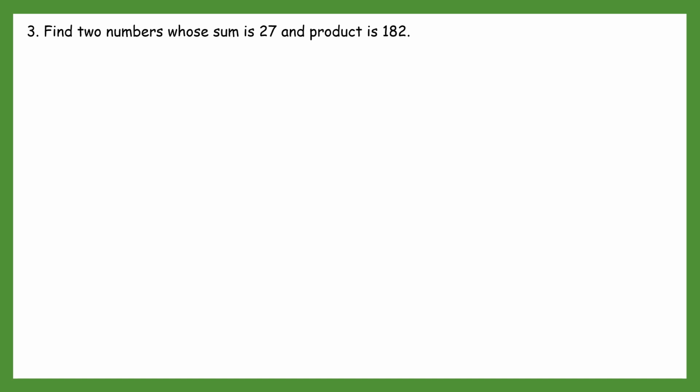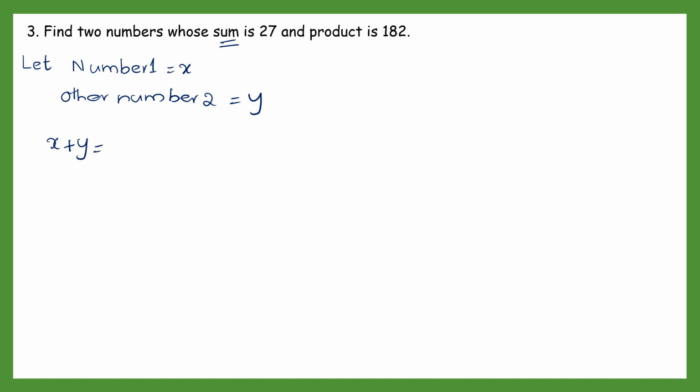So, we don't know the numbers. Let's assume the numbers first. Let number 1 be x and the other number, that is number 2, be y. They have given that the sum of the numbers is 27. So, x plus y is equal to 27. Okay, this is the first equation.